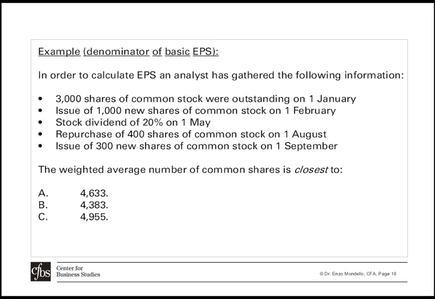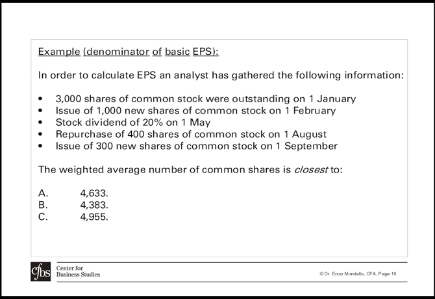In order to calculate EPS, an analyst has gathered the following information. So 3,000 shares of common stock were outstanding on 1st of January. Then we know that an issue of 1,000 new shares of common stock took place on 1st of February. Then we have a stock dividend of 20% that took place on 1st of May. Then a repurchase of 400 shares of common stock on 1st of August. And then an issue of 300 new shares of common stock on 1st of September.